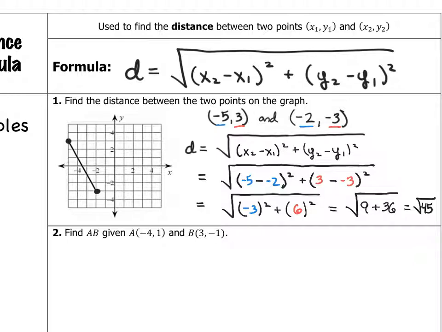The square root of 45, if you know anything about perfect squares, you know that 45 is not a perfect square, so I can simplify that by using my calculator and typing in the square root of 45. I'm going to get a decimal, and we'll round that to the nearest tenth. So we're going to say that this is approximately 6.7 for the distance.